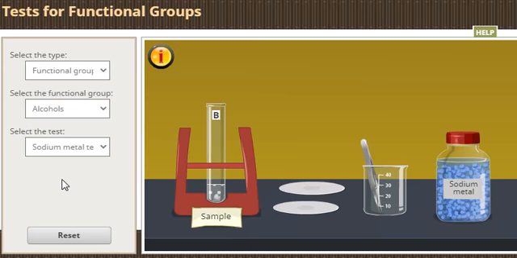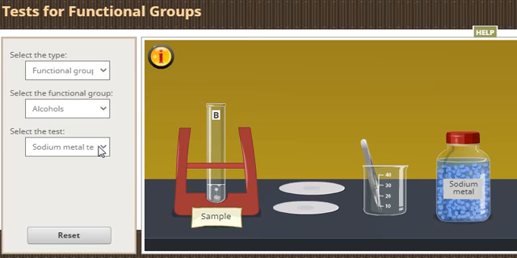So this test is known as the sodium metal test, and if the effervescence is present, it is the observation for the presence of the alcoholic group. So this is the first test to find out the presence of the alcoholic group.